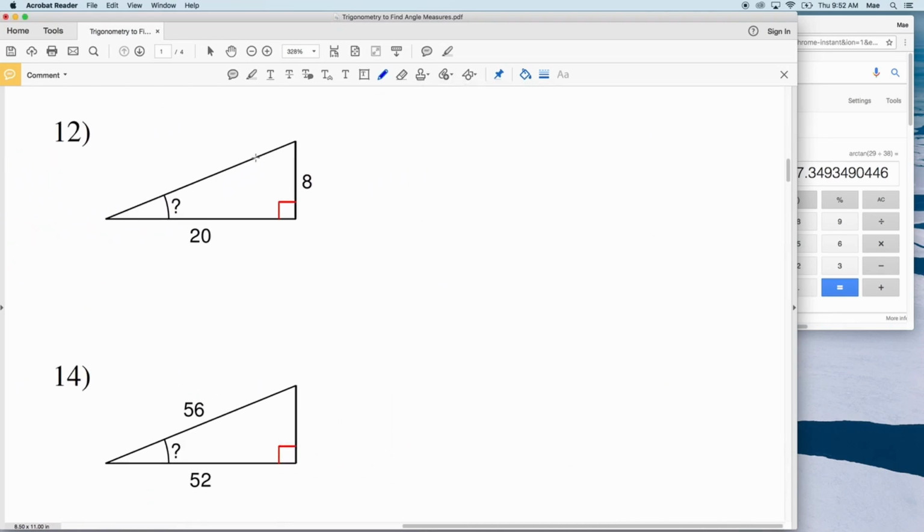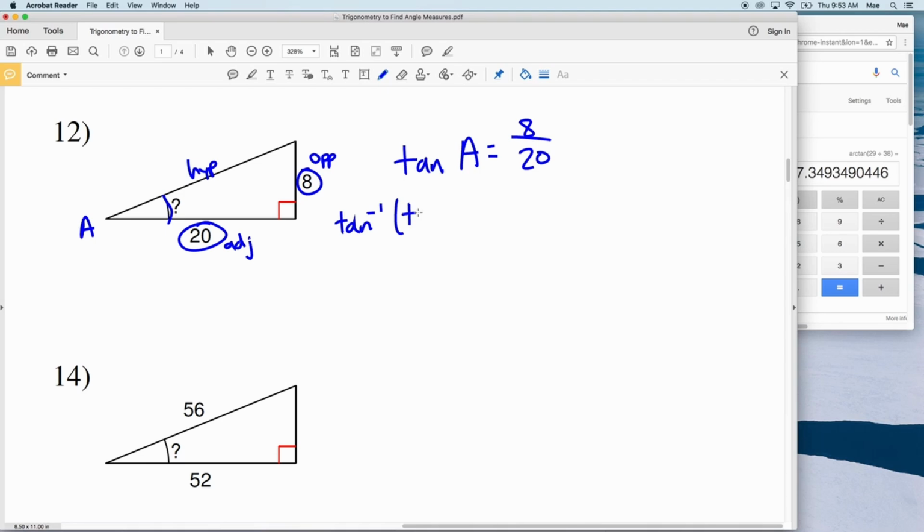In number 12, let's go ahead and call this angle A. We're going to solve using tangent since we're given the opposite and we're given the adjacent. The only thing we're lacking is this hypotenuse. So the tangent of A is equal to the opposite side length, which is 8, over the adjacent side length, 20.